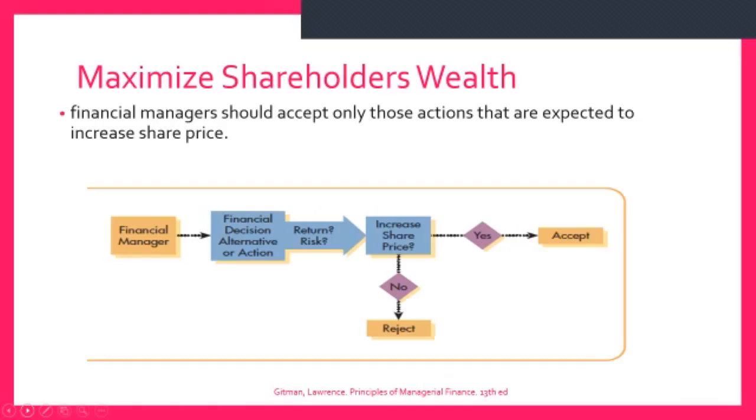Now we have two. One is to maximize the shareholders' wealth. Remember, we said shareholders or stockholders are the individuals or companies that buy shares, so they buy ownership into a company. Buying ownership in a company, you want to get some type of return. So the main goal for the firm should be to give you back a return for the money invested. So financial managers should accept only actions in doing their work that are expected to increase the share price.